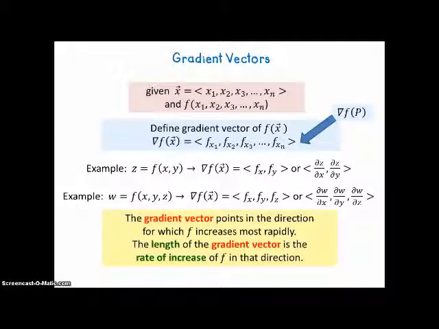Now notice also that if we want to evaluate the gradient at a particular point, the notation we use is the upside down triangle f of p, where p is the particular point with the values that we plug in for our independent variables into the formula for the gradient vector.